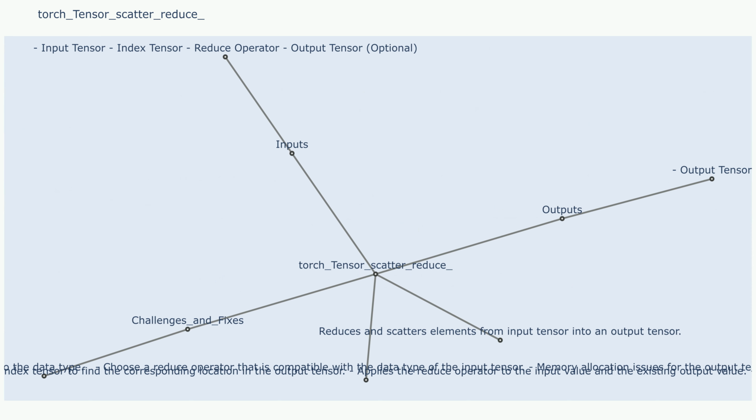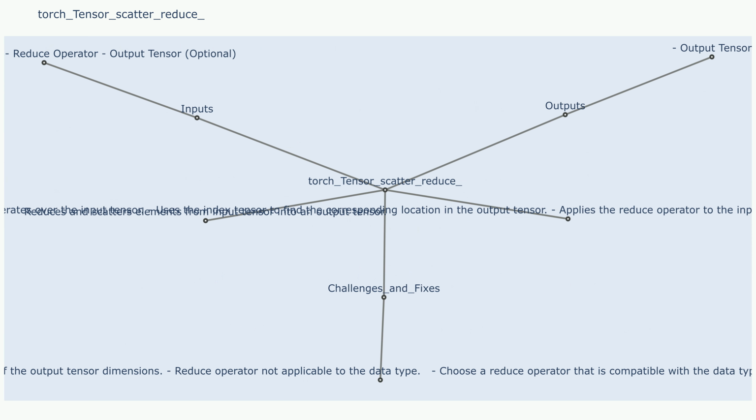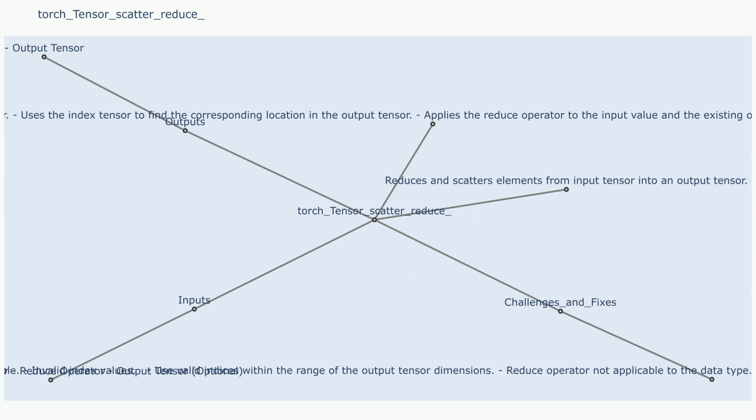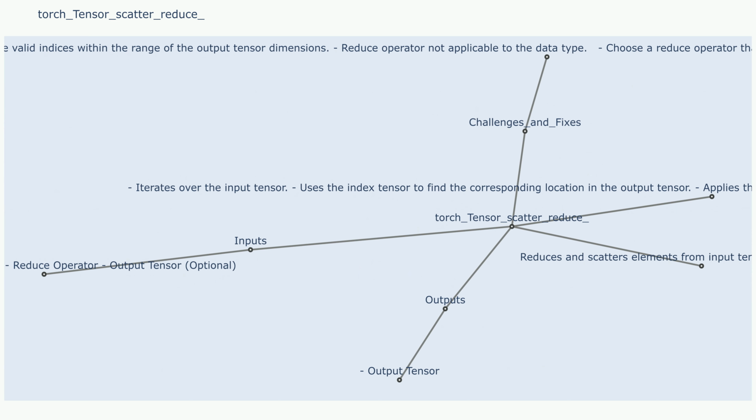Input 4: reduce function, reduce. This defines the reduction operation to apply to the scattered values. Common options include: sum adds the scattered values, mean averages the scattered values, product multiplies the scattered values, min finds the minimum value among scattered values, max finds the maximum value among scattered values. Output 1: output tensor, out. This is the modified output tensor containing the reduced values after scattering. It's the same tensor passed as input.